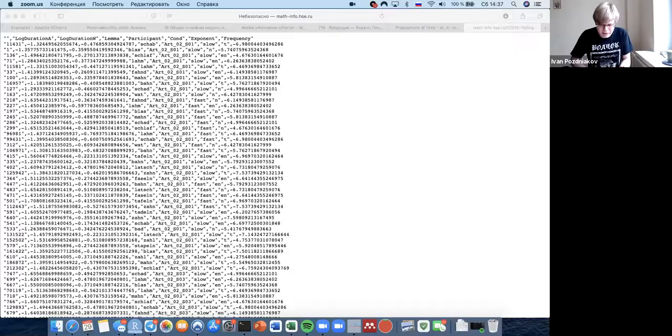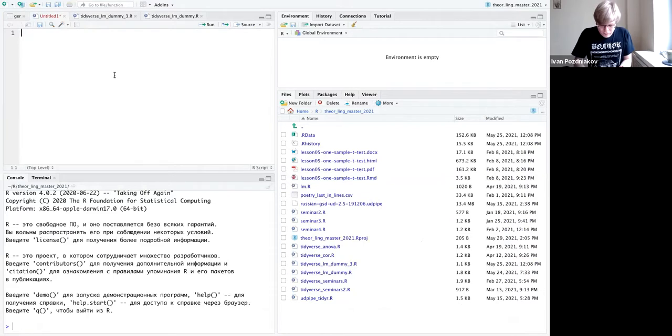So let's start with the linear mixed effects model that we covered today in the lecture. There are two main packages for doing linear mixed effects models in R. It's not built in, but these packages are very popular and very common. The first one is nlme, and the more up-to-date package is lme4. So let's start with installing this package. Sorry, I need to turn on screen demonstration. install.packages lme4.